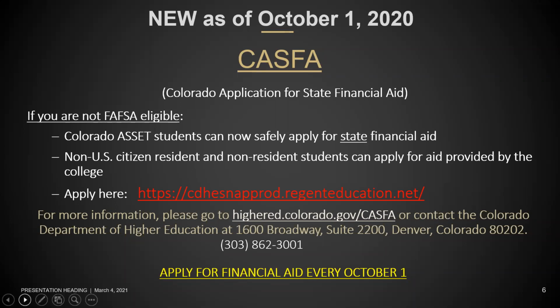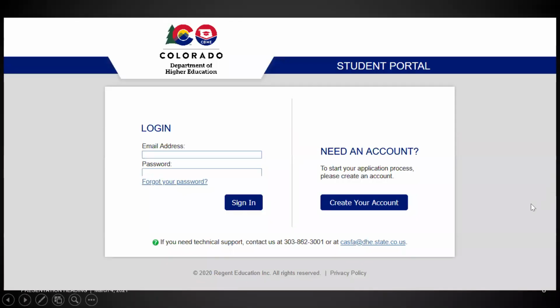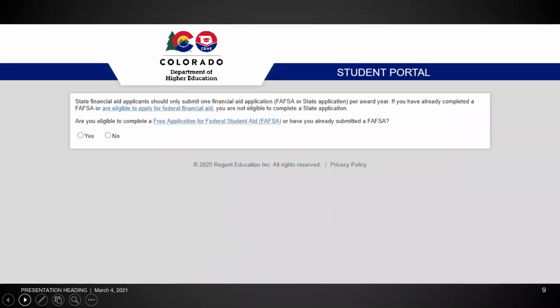So how to apply for the CASFA? This is the login page. So you would not create a federal student aid ID and username because it's not a federal form. It's a state application. And so the student and the parent would create an account to gain access to this application. Then it'll ask you, because it wants to make sure that you're not eligible to receive federal student aid, a couple of check-and-bound questions to make sure that you should not be completing the FAFSA and that you're eligible to complete the CASFA application.